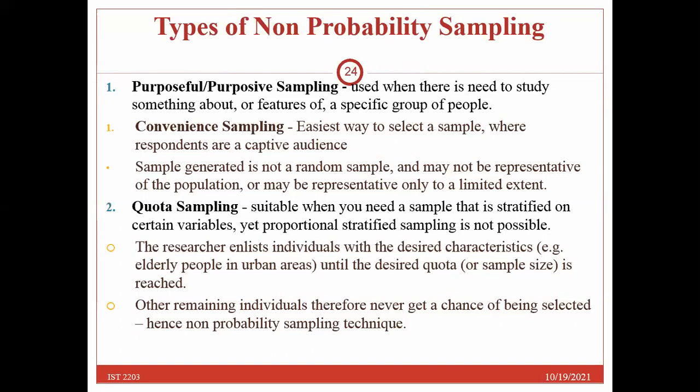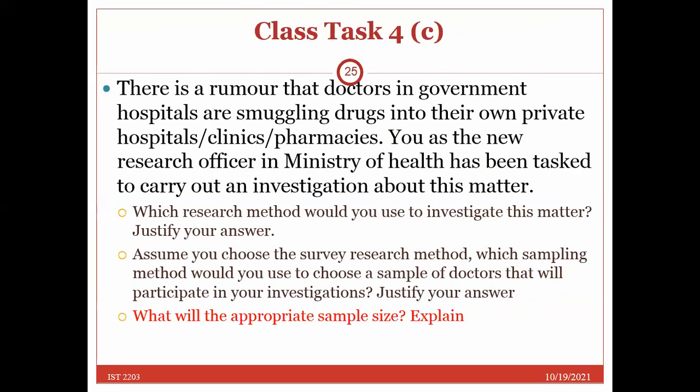So let's say you're looking at elderly people in urban areas. Maybe I will get 20 males. After you reach the 20 males, you say, okay, now let me get some females. So you're trying to achieve a mix, or to cater for the differences in the population, just like stratified sampling does, but it's not proportional. So those are the methods.